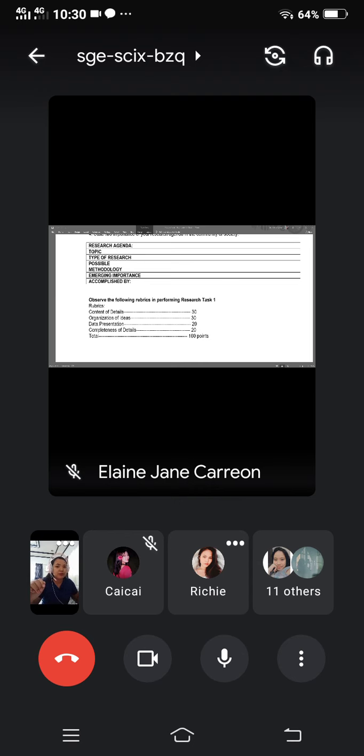Yes. Sa Monday, ipapasa nyo sa akin is research task number 1. Kasi yung module nyo, good for 2 weeks yan. Okay? So, yung module nyo is good for 2 weeks. Kung napapansin nyo, research task number 1, tapos meron siyang research task number 2. Hindi pa kasi yan yung, review lang yan, yung binigay ko na module sa inyo.